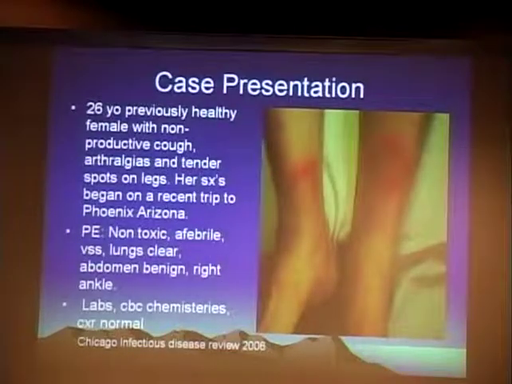So here's a case presentation that you should be able to look at now with all that knowledge of the studies. A 26-year-old female with non-productive cough, arthralgias, and tender spots on her legs. Her symptoms began on a recent trip to Phoenix, Arizona. She appeared non-toxic, afebrile, vital signs were stable, lungs were clear, her abdomen was benign, and she had this lesion on her right ankle, bilaterally actually, on the other leg as well, and her labs and chemistries were normal.